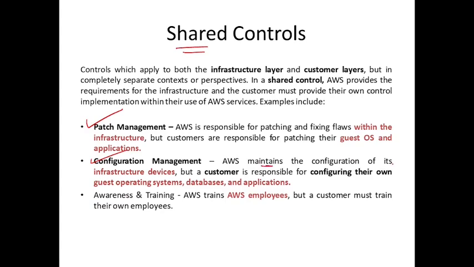AWS maintains the configuration of its infrastructure devices, but the customer is responsible for configuring their own guest operating system. So the guest operating system, everything will be configured by the customer only. So both are shared. And the third one is awareness and training, which is very important. Amazon will also give awareness, like the Amazon Associate program, where Amazon people directly train the people, and then on the customer side, the company will implement that, like VIT, they are also giving training and all. So both sides will have training. Amazon trains AWS employees, but the customer trains their own employees. So this is the base.